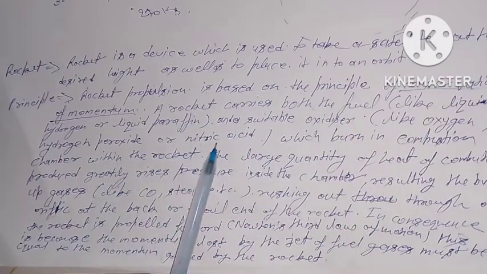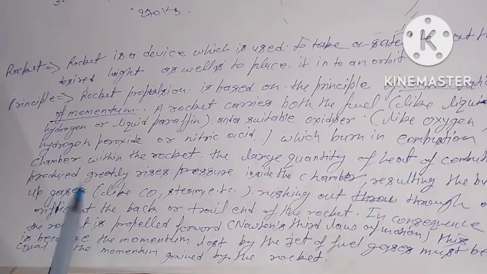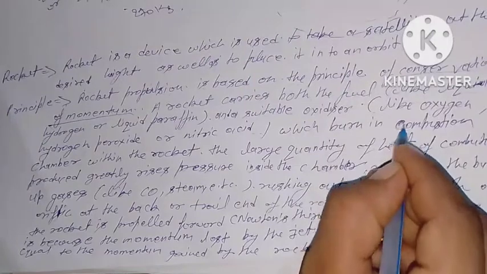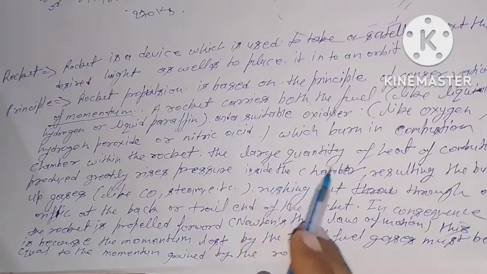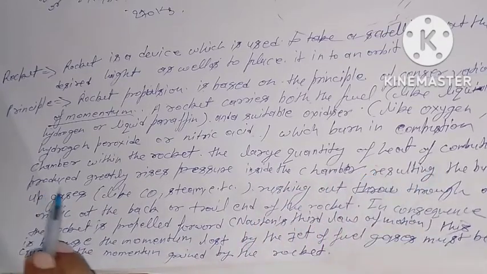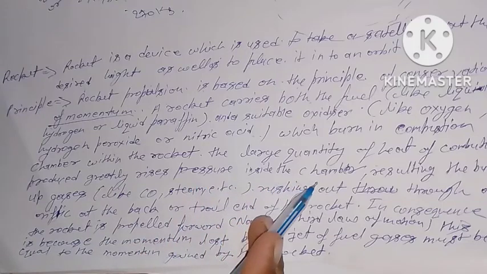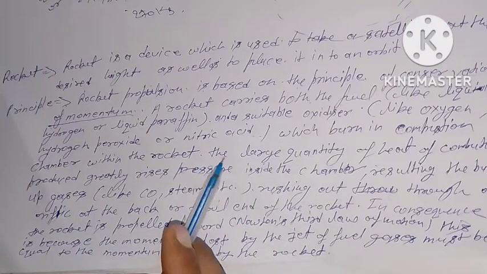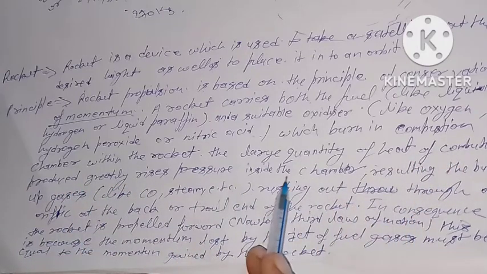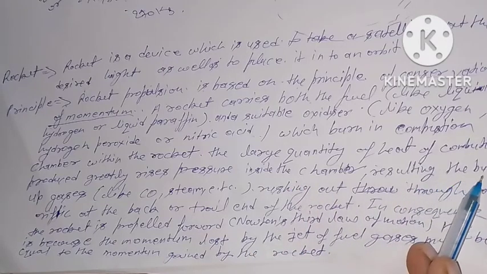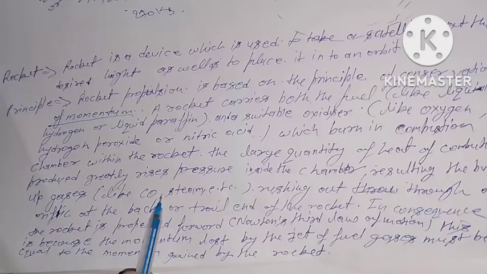or hydrogen peroxide or nitric acid, which burn in the combustion chamber within the rocket. The large quantity of heat of combustion produced greatly raises the pressure inside the chamber, resulting in the burnt gases like carbon monoxide and steam rushing out through an orifice at the back or tail end of the rocket.